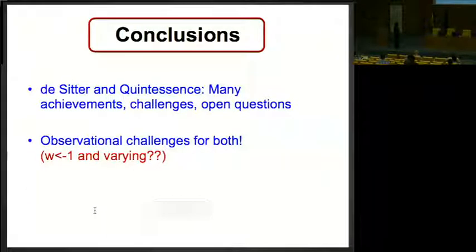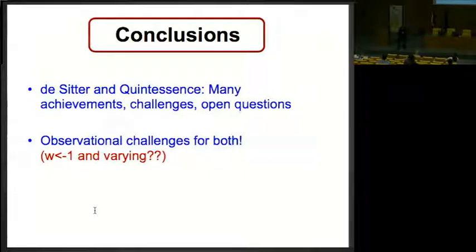And so the conclusions are very simple. The zeta and quintessence are main achievements, challenges, and open questions. And just to say something about when I had the outline: you may have no de Sitter and no quintessence, and that's a possibility.